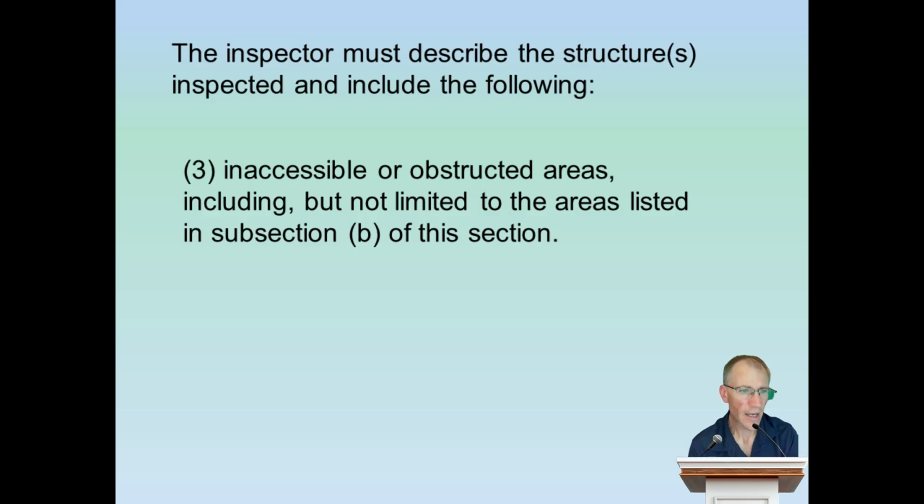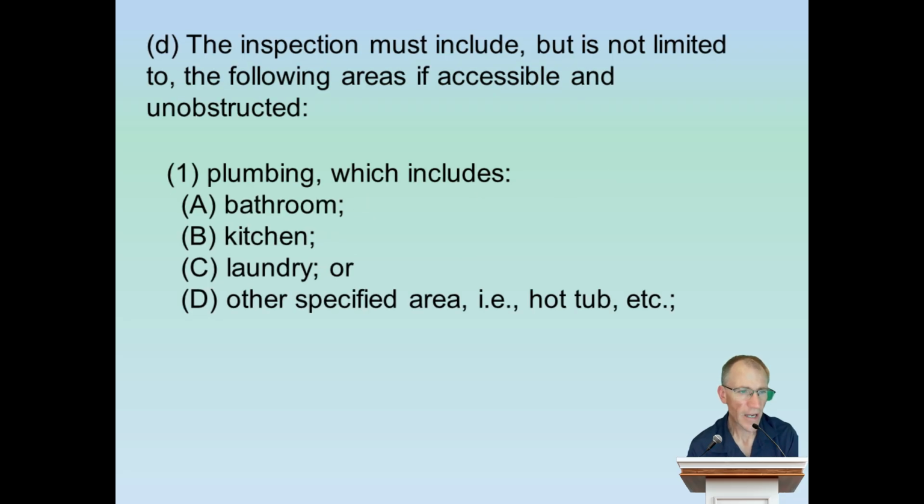3. Inaccessible or obstructed areas, including but not limited to the areas listed in subsection B of this section. D. The inspection must include but is not limited to the following areas if accessible and unobstructed. 1. Plumbing, which includes A. Bathroom, B. Kitchen, C. Laundry, or D. Other specified area, i.e. hot tub, etc.